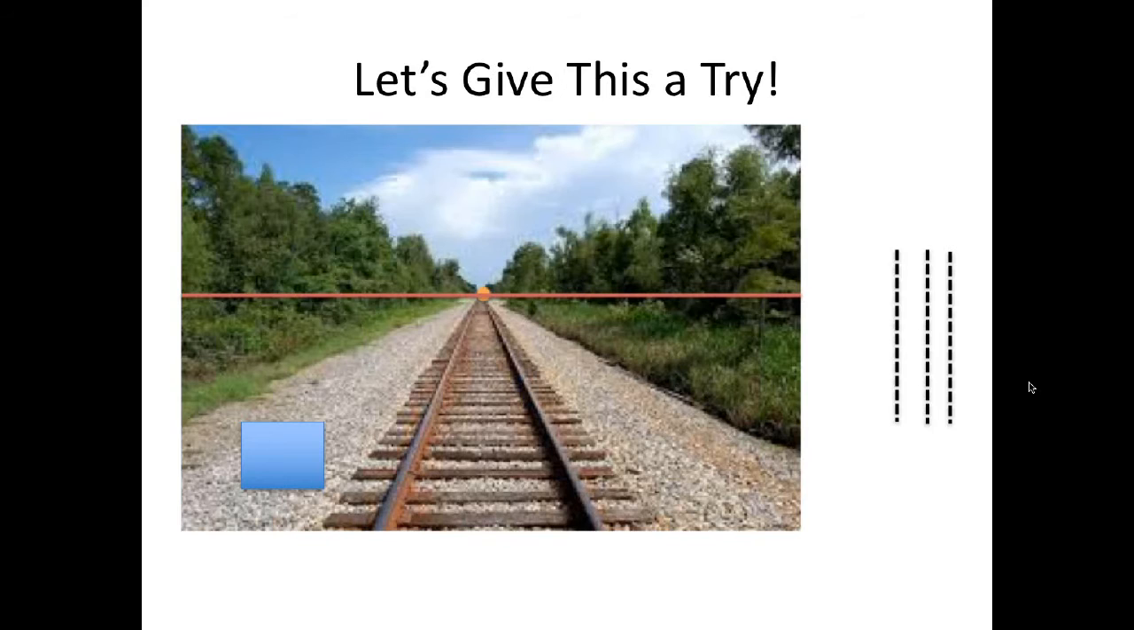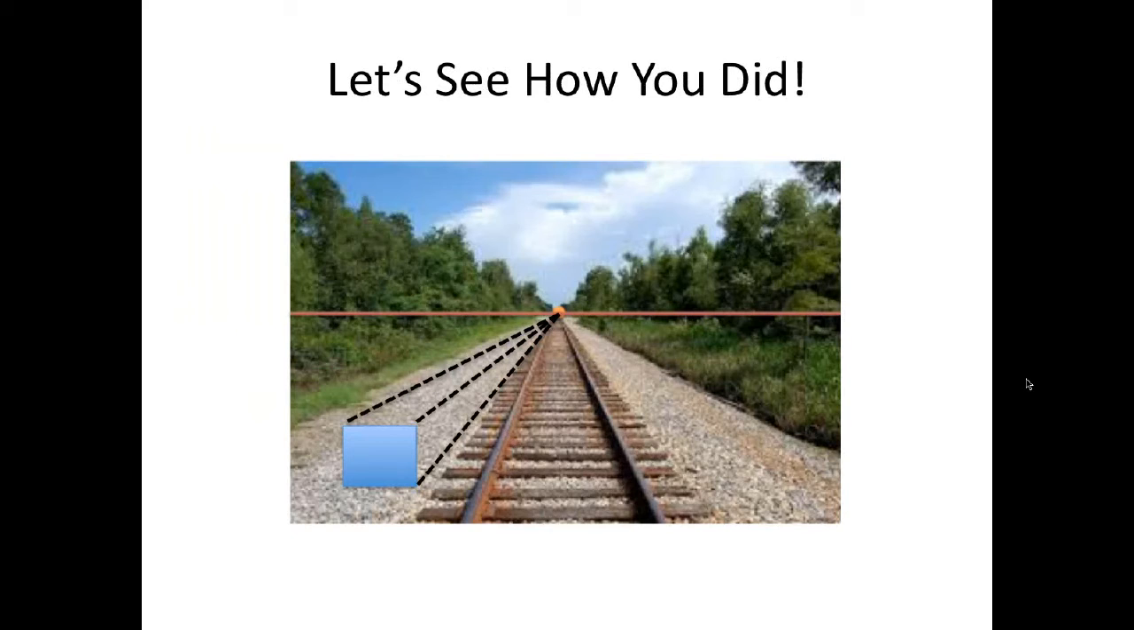Let's give this a try. Let's try adding the square into the image. How might we draw lines back to the vanishing point so that they intersect at that point? Take a moment and think about it. Let's see how you did. If you drew these lines back to this point here, that means you have a basic understanding of one-point perspective. Good job.